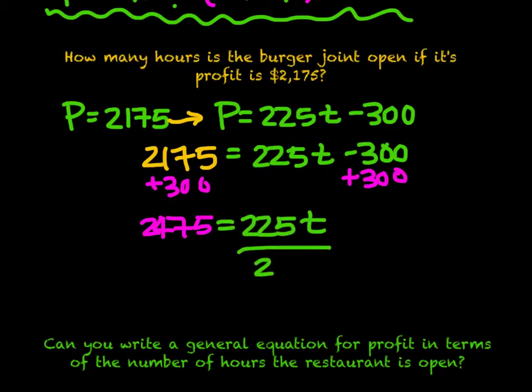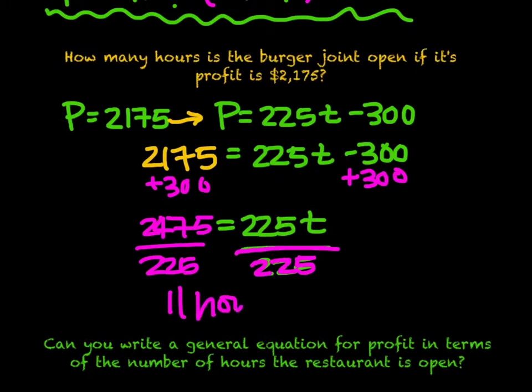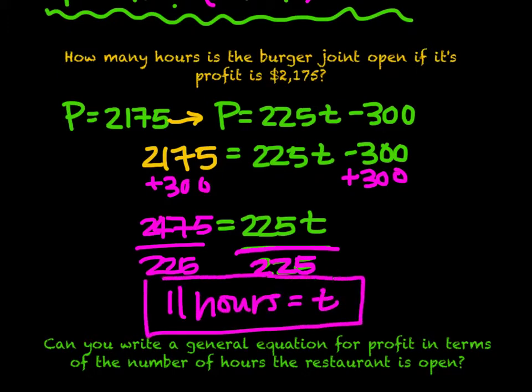I'm now going to divide by 225. Not minus, divide. 2475 divided by 225 is equal to 11 hours. So the burger joint would have to be open for 11 hours to make that profit. Pretty intense.